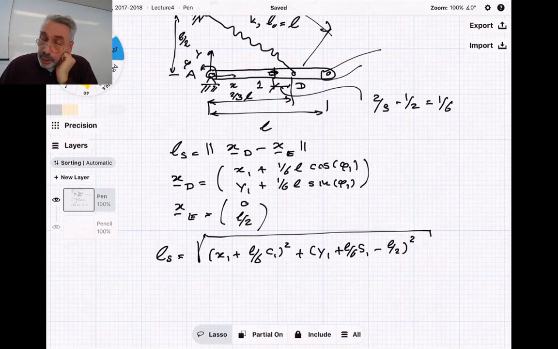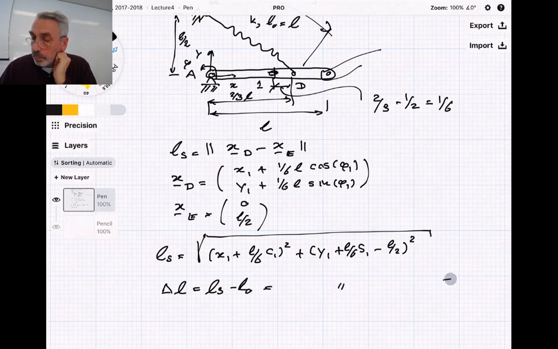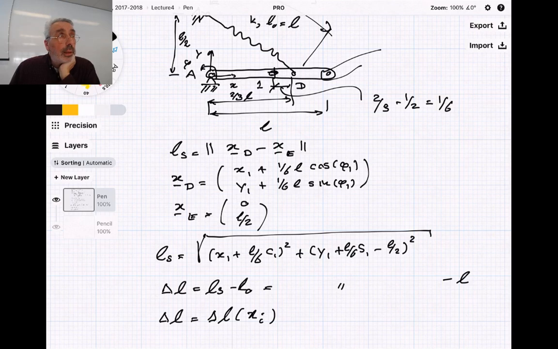And then of course the elongation of the spring is the current length of the spring minus the initial length, which is the same expression minus L, the length of the bar. But the point I'd like to make is that delta L is just expressed in our coordinates xi. Whatever the system is, you can always express this length as a function of all these displacements of the bodies. And we're going to generalize that.